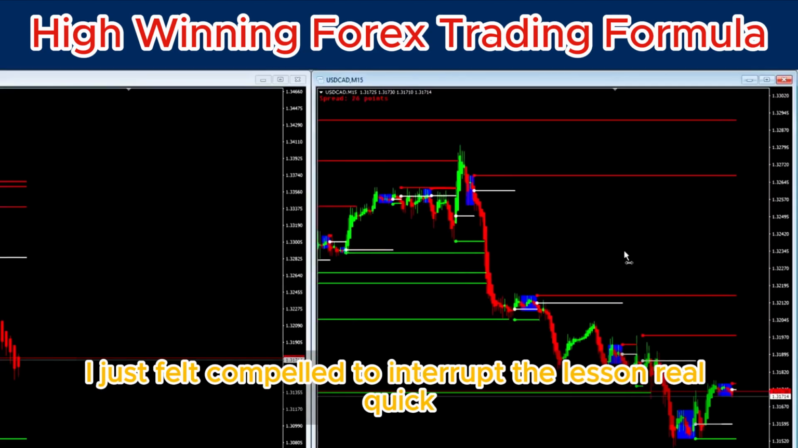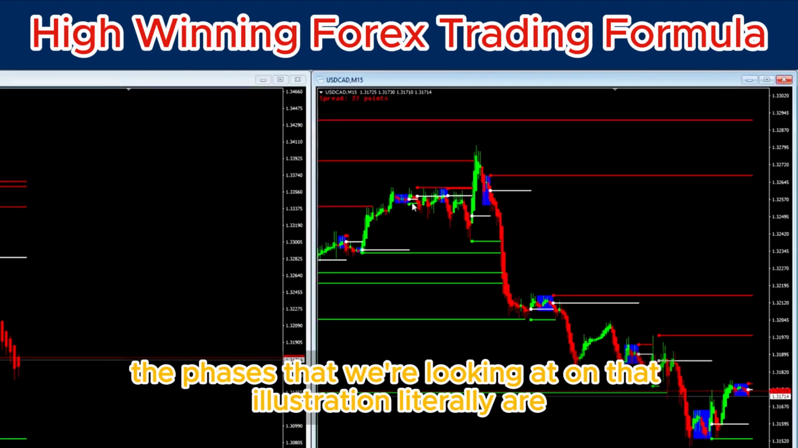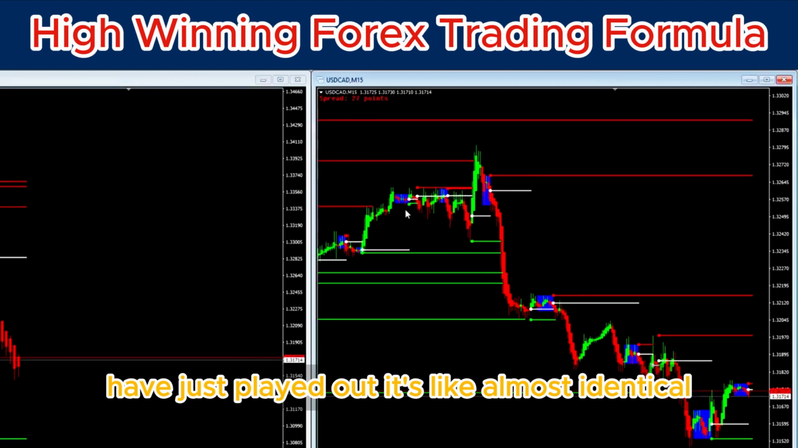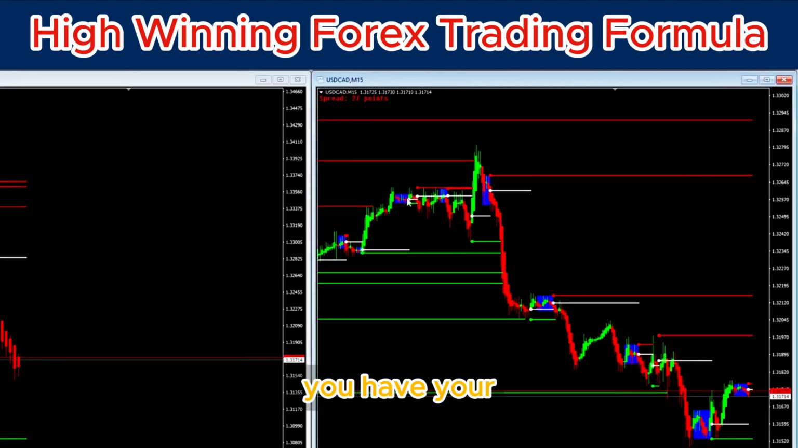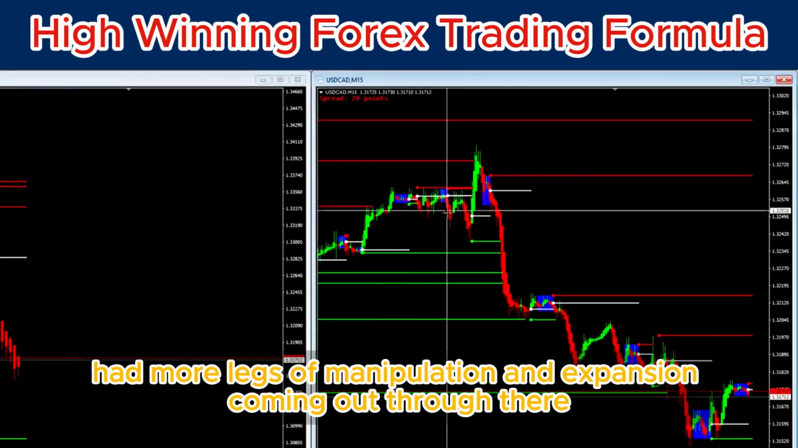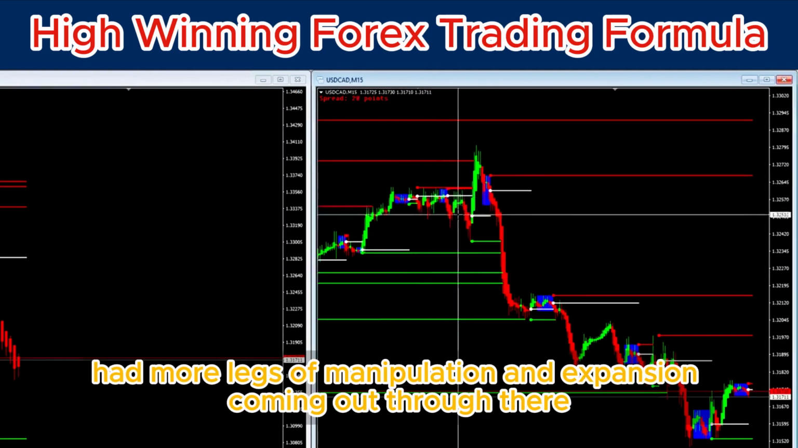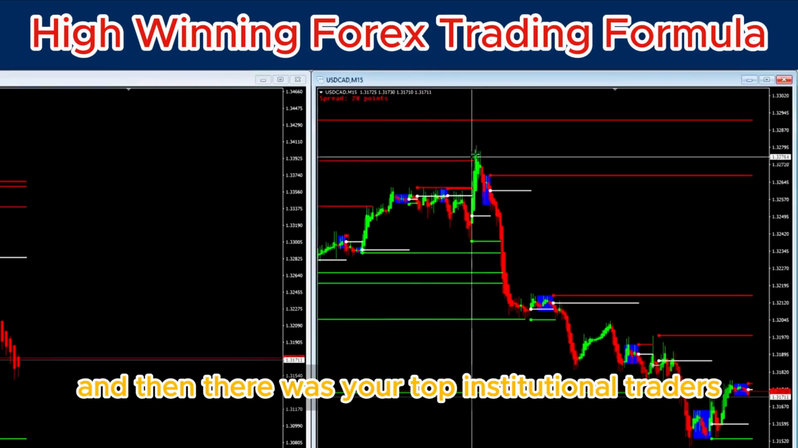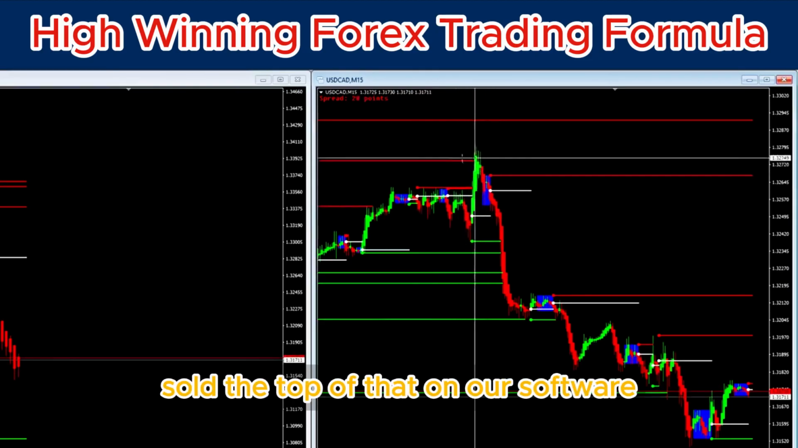I just felt compelled to interrupt the lesson real quick and switch over to my live chart. The phases that we're looking at on that illustration have literally just played out. It's almost identical. You have your contraction phase right here starting in this period. We had more legs of manipulation and expansion coming out through there. And then there was your top. Institutional traders sold the top of that.